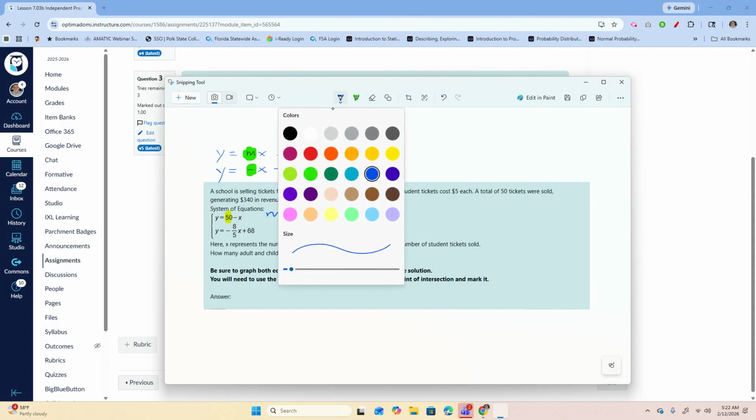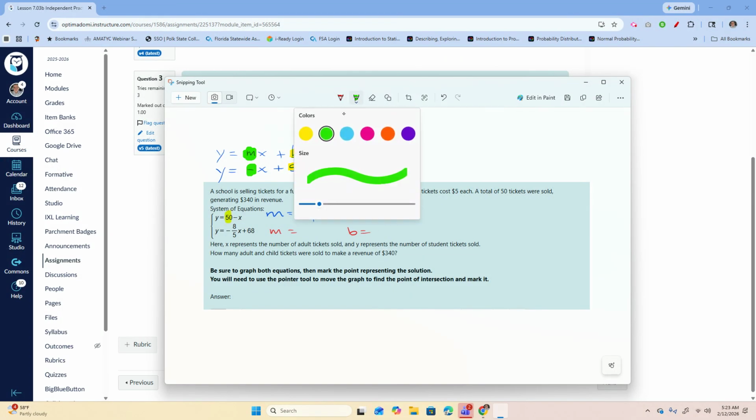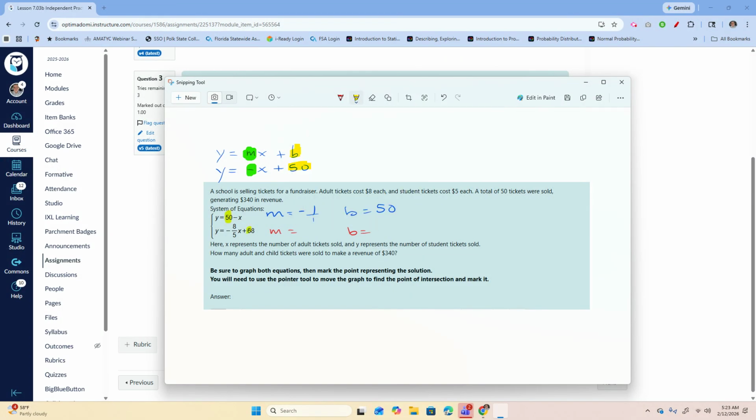Now I'm going to do the same thing for the second equation. I'm going to find out who is my m and my b. Once again, b is 68 because it matches the b in y equals mx plus b. So I'm going to put here 68. And m is going to be, as you can see, -8 over 5. So that's what I'm going to have here. And now I'm ready to do the graph. Okay, so that's what I'm going to do now.